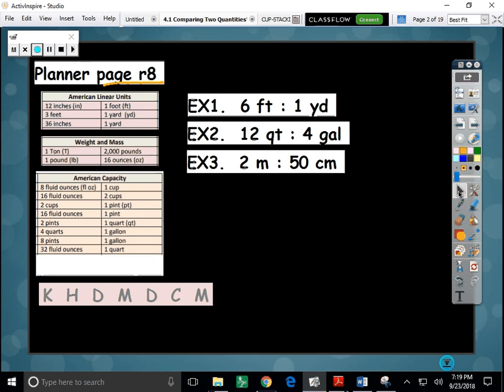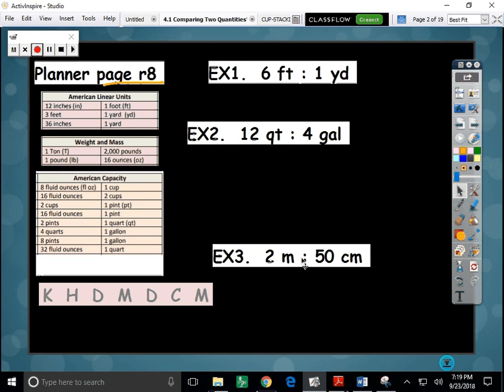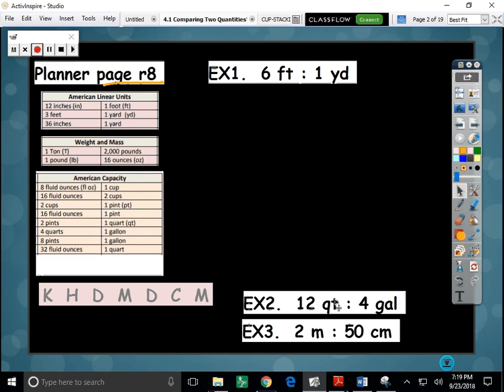I have written out 3 examples for us on the board. I'm going to move the last 2 out of the way for a minute. If you look at example 1, I have a ratio written. I can tell that it's a ratio and that it says 6 feet to 1 yard because of this colon that's happening here. So I know that there's a comparison happening. Well, with these ratios, we'd like to write them in simplest form. But I can't do that yet because these units don't match. Here I have feet and here I have yards, and these 2 things are not alike.